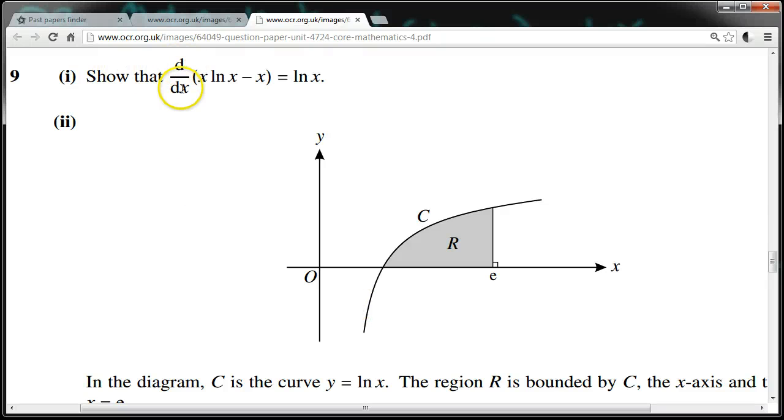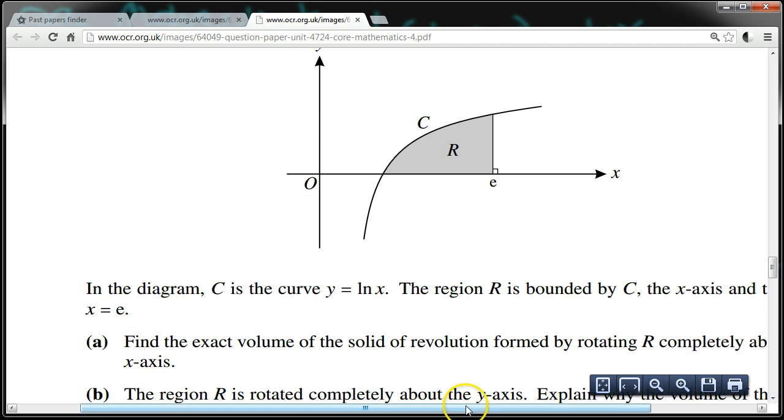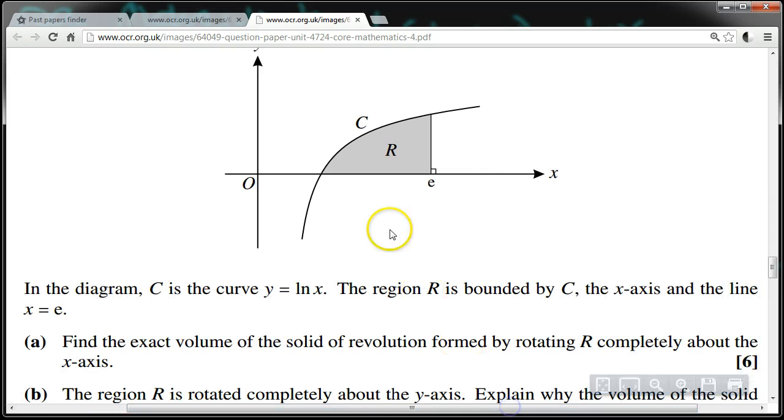Show that d by dx of x log x minus x equals log of x. And 2, we've got this diagram here. In the diagram, C is the curve y equals log of x. The region R is bounded by C, the curve, the x-axis, and the line x equals e. Find the exact volume of the solid of revolution formed by rotating R completely about the x-axis.